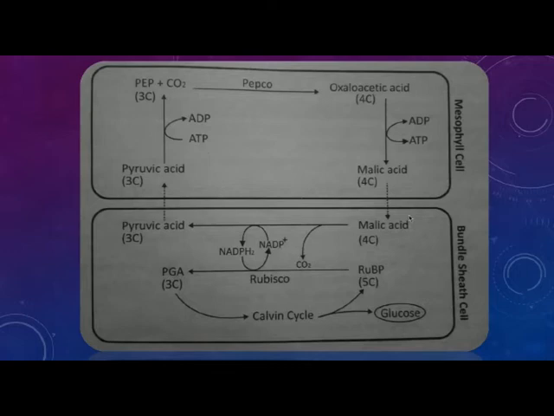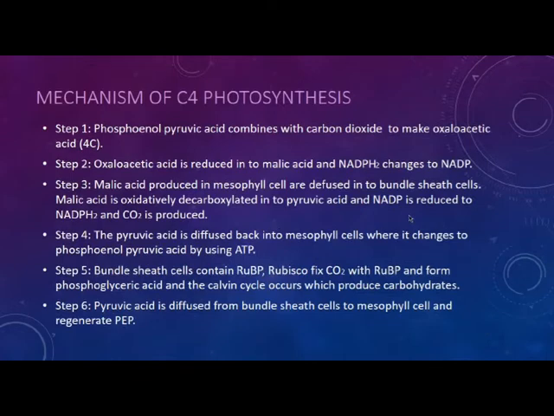So what will happen with the Calvin cycle or with the formation of carbohydrates? Step 5 shows this. Bundle sheath cells contain RuBP. Rubisco fixes carbon dioxide with RuBP and forms phosphoglyceric acid, and the Calvin cycle occurs, which produces carbohydrates, which is the need of the plant for which this process takes place.